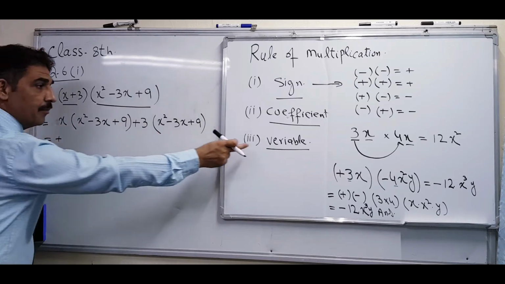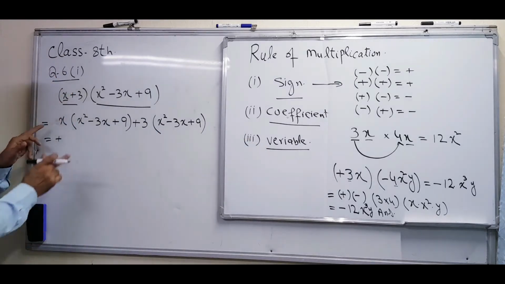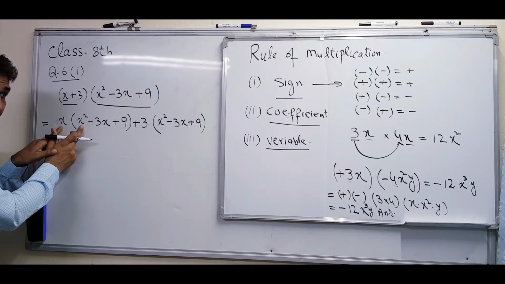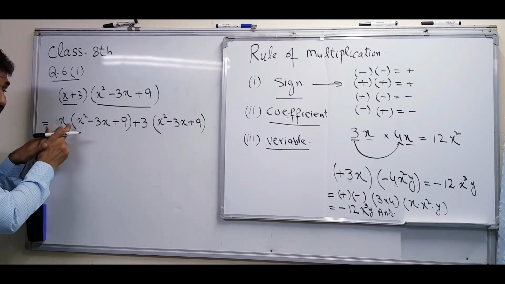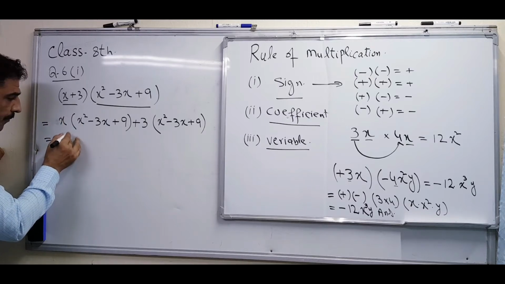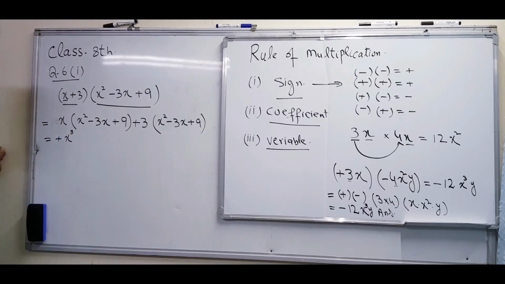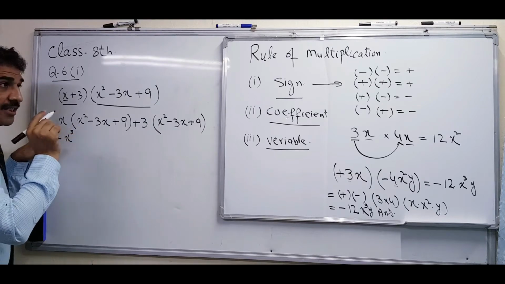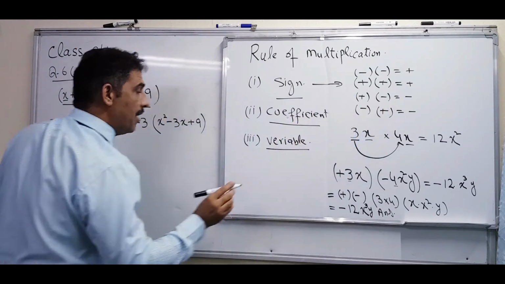The third step, go directly. Variable. Both variables are the same. So what should we do? The answer, yeah, we already solved it here. X into x square, x cube, add its power. The first step complete. Now second, here plus and here minus. So plus minus, minus, good.